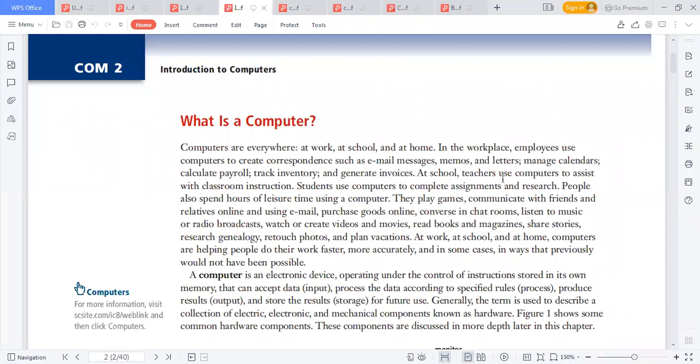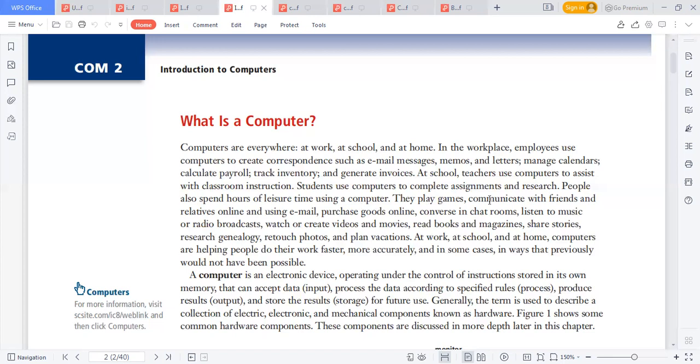At school, teachers use computers to assist with classroom instruction. Suppose I am using the appliance of computer actually. I am using a desktop and a smartphone to communicate with you for these classes. Students use computers to complete assignments and research work. People also spend hours of leisure time using a computer.